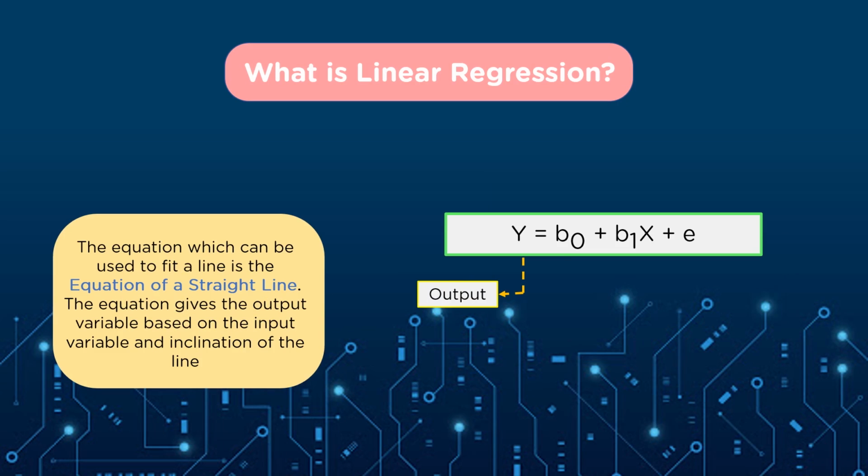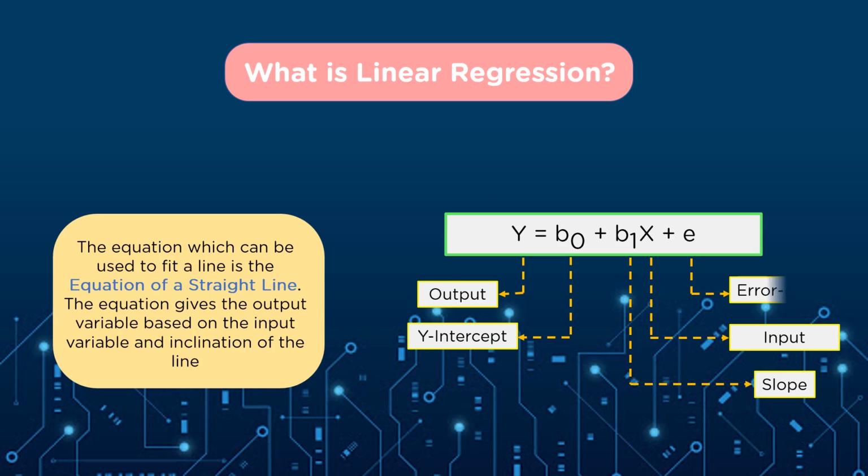The equation which can be used to fit a line is the equation of a straight line. The equation gives the output variable based on the input variable and inclination of the line. And you can see here we have y equals b0, which is the y-intercept, y is our output, plus b1 x plus e. And the b1 x, that is our slope. If you remember from Euclidean geometry, usually you see y equals mx plus b. And then you have an error term. The error term is pretty important because that's how we're going to calculate it. We want to find the error and minimize the error.